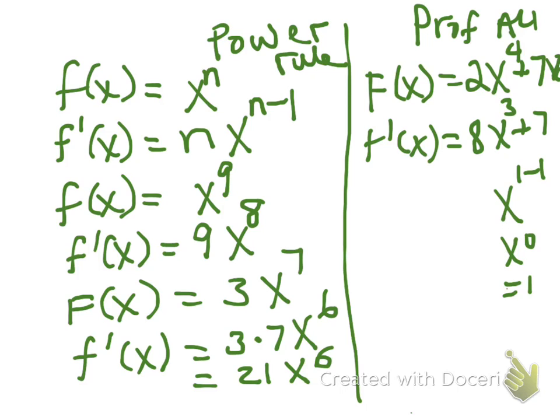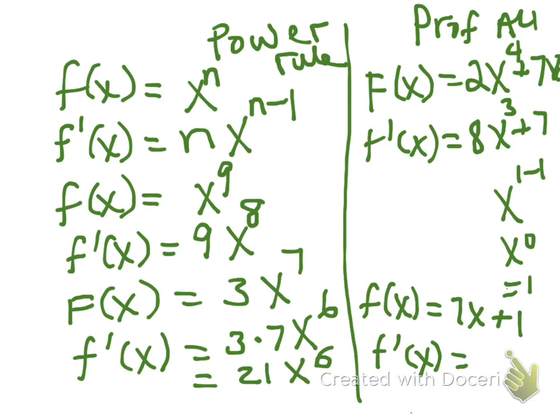Okay? And if it was a constant, let's say if you had f of x equals 7x plus 1, this gives you f prime of x equals just 7, and then the 1 is a 0. The derivative of a constant is a 0.